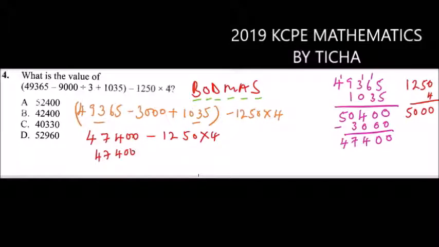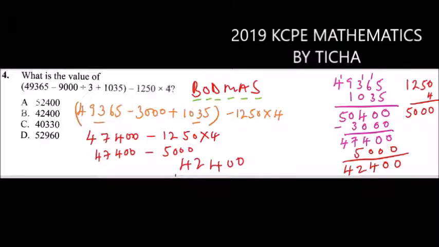So this means that 47,400, you minus 5,000, and we can do it here. When you minus 5,000, you will be able to get 0 minus 0 is 0, we have 0, we have 4, here we have 2, we have 4. So our answer is 42,400. And if you check from your answer, B is the correct answer. So you shade your correct answer as B.